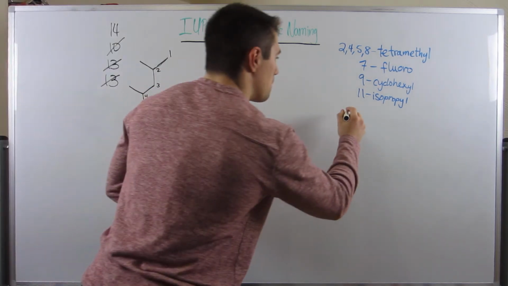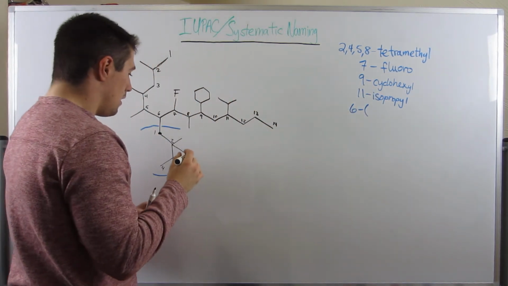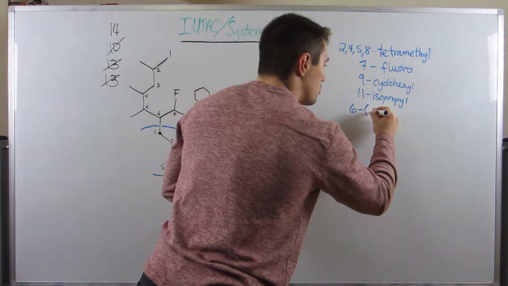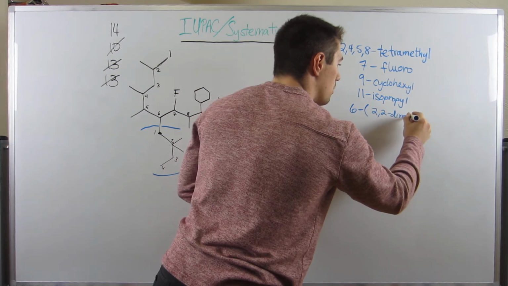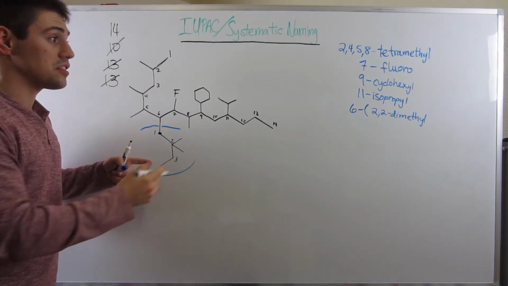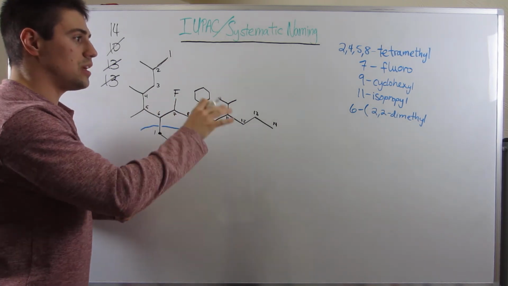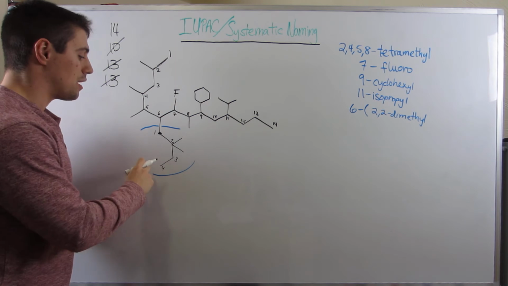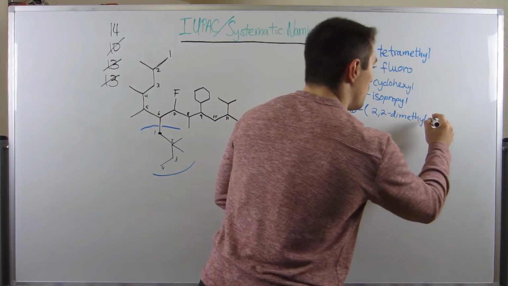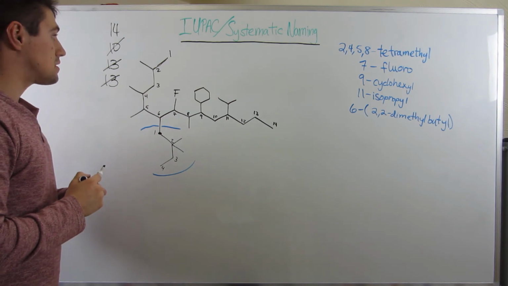So this is at position 6. We put 6 dash, and then a parenthesis right there. You can see this is a 2,2-dimethyl. But we're still on a branch, so it's not 2,2-dimethyl butane, it's 2,2-dimethyl butyl. Once you've named your branches, you write the parent chain in parentheses right at the end with a YL ending. So 6, parenthesis, 2,2-dimethyl butyl. Awesome, and that takes care of all of our branches.